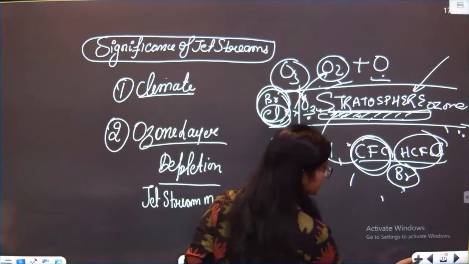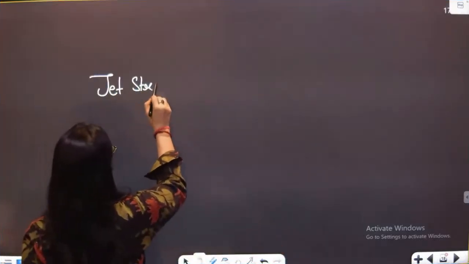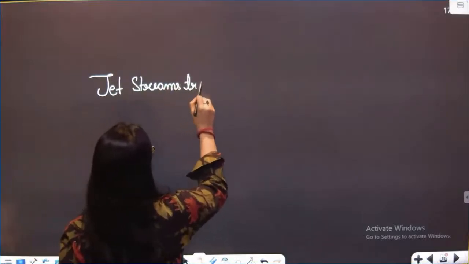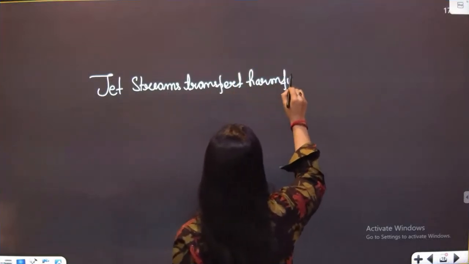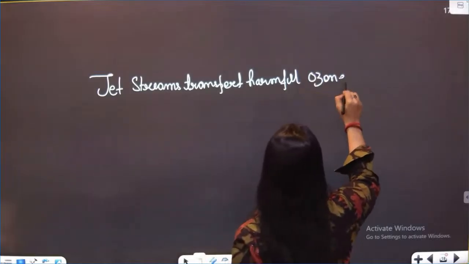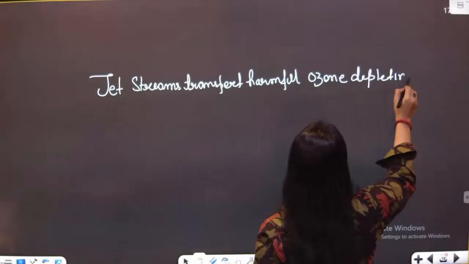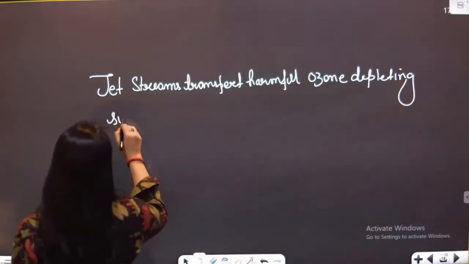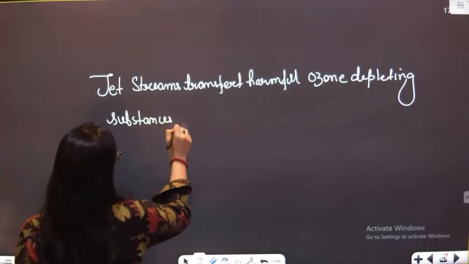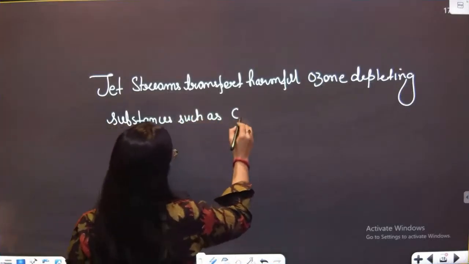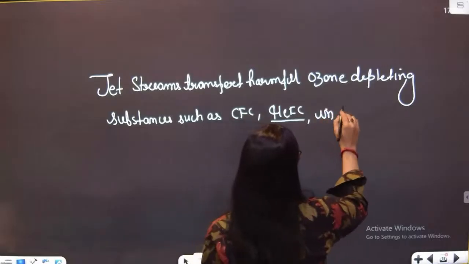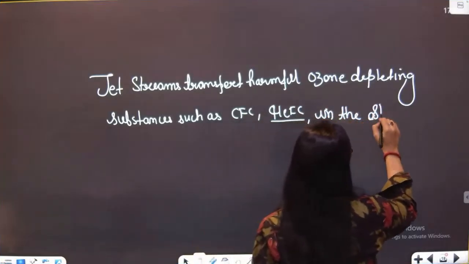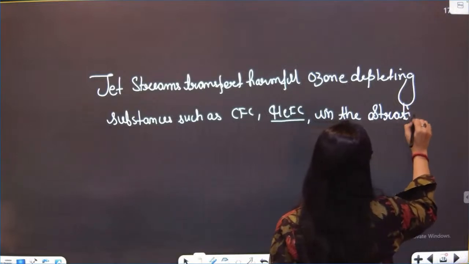Can I write on another slide so that it is clearly visible? Jet streams transport harmful substances, harmful ozone depleting substances such as CFC, HCFC in the atmosphere.